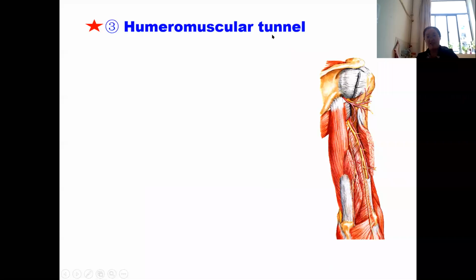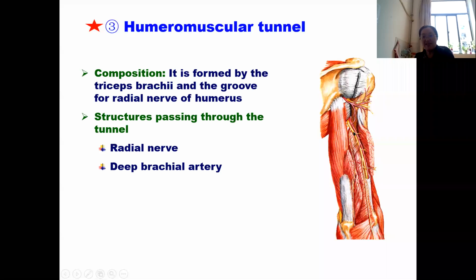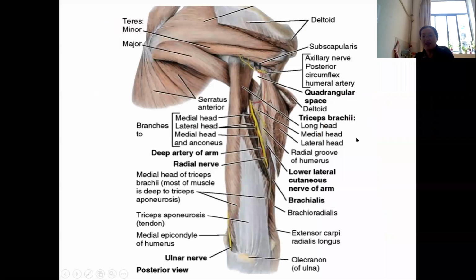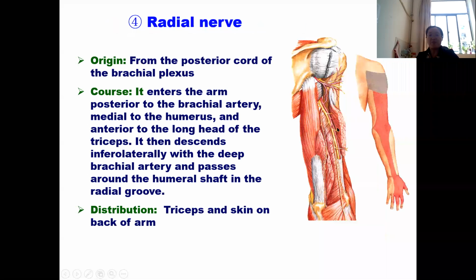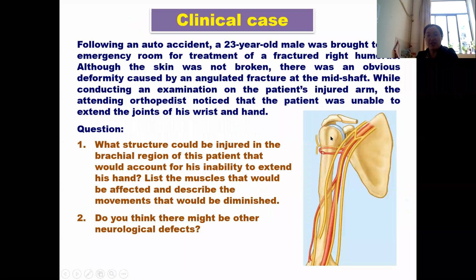Again, okay, I already mentioned the humeromuscular tunnel. So where is it located? It is located in the posterior region of the arm, and the structures passing through are the radial nerve, deep brachial artery, and veins. Here, again, clinically, the humerus bone is easy to break. If it breaks, it is easy to damage the radial nerve. Okay, easy to damage the radial nerve.